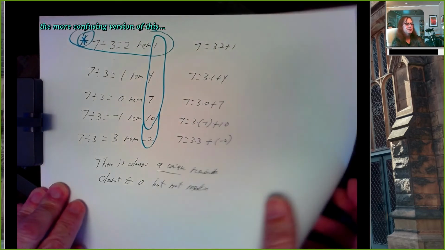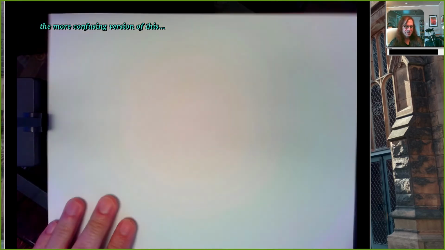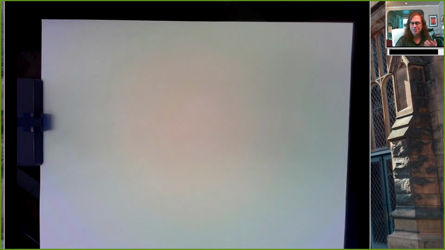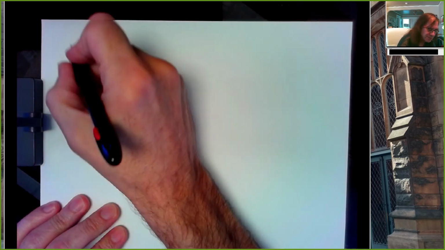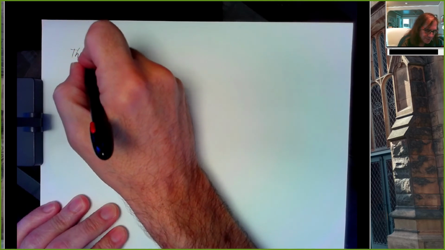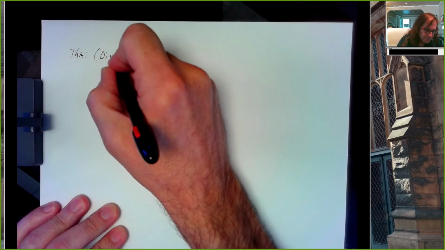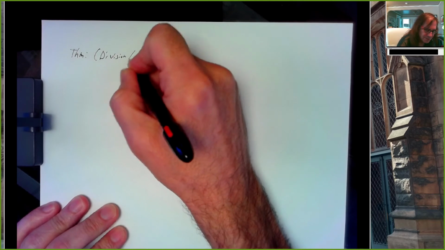Alright, so let's just look at the more confusing version of this. And, you know, if you like math, if you like symbology, this will actually be a clearer version of this. But in general, this can tend to obscure the intuition of what's going on. But, you know, this is the full definition of it. So, theorem. Division algorithm.